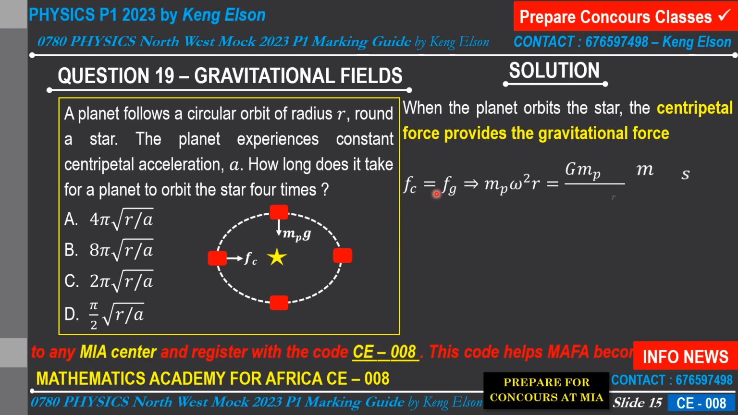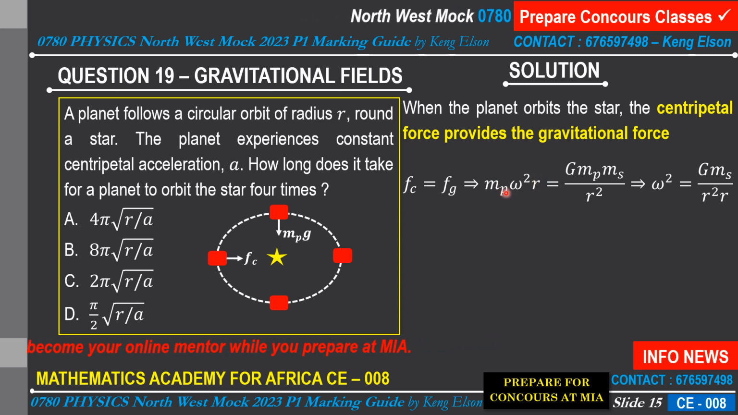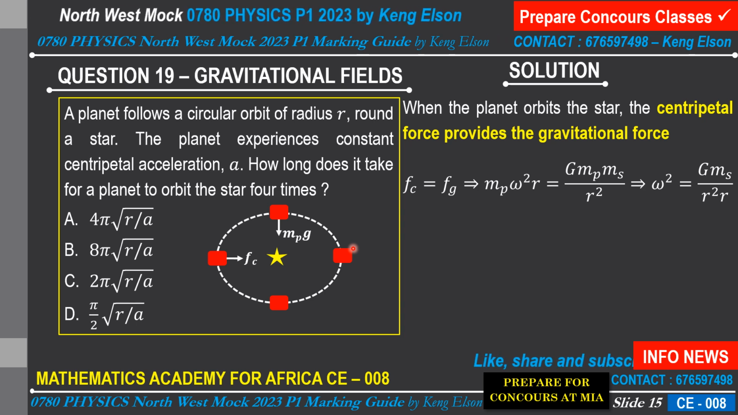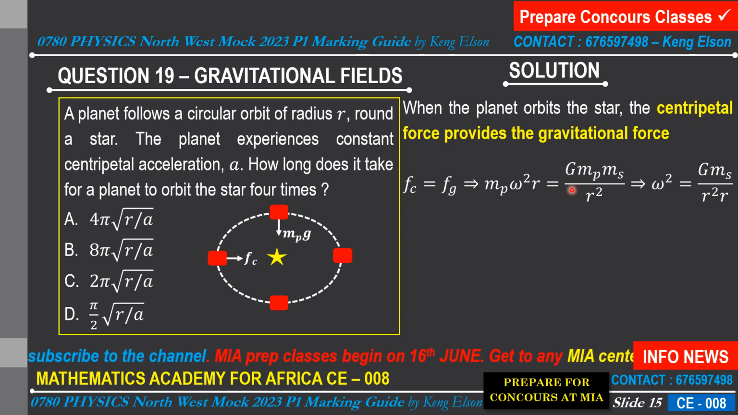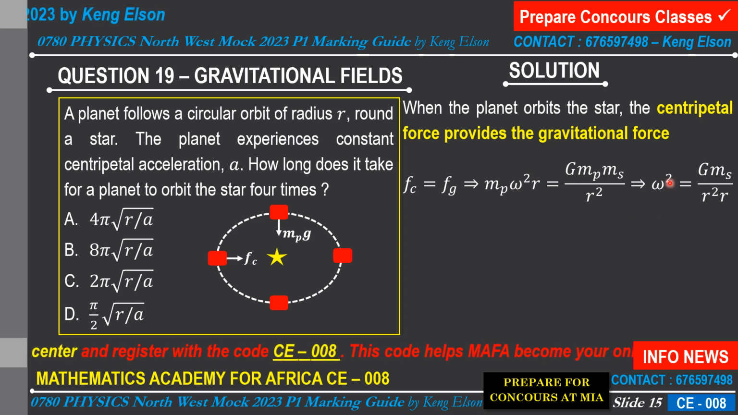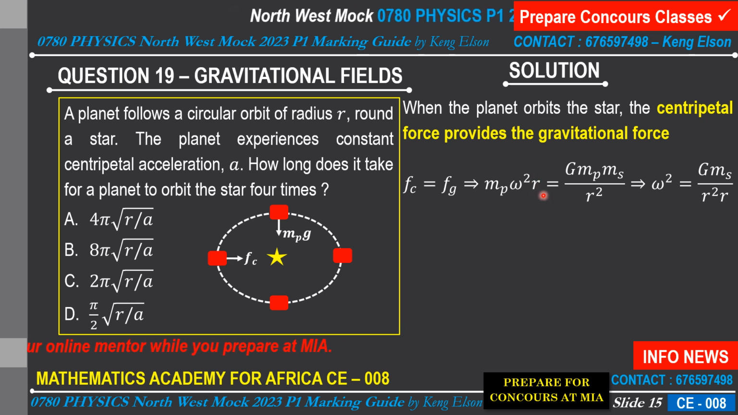So the centripetal force is equal to the gravitational force, but the centripetal force is m omega squared r, where the m is that of the planet, because the planet is what is orbiting. And the gravitational force of attraction is G Mp Ms on r squared, where r is the distance separating both of them, which is basically the radius of the path. Your Mp is the mass of the planet, Ms is the mass of the star, and G is the universal gravitational constant. So from here your Mp is going to cancel, and we see that omega squared is equal to G Ms on, dividing both sides by r, r squared times r, which is r cubed, but we have a reason for writing r squared and r.